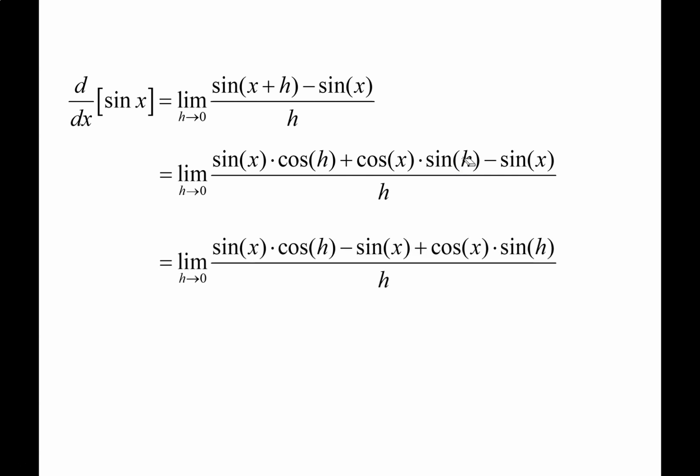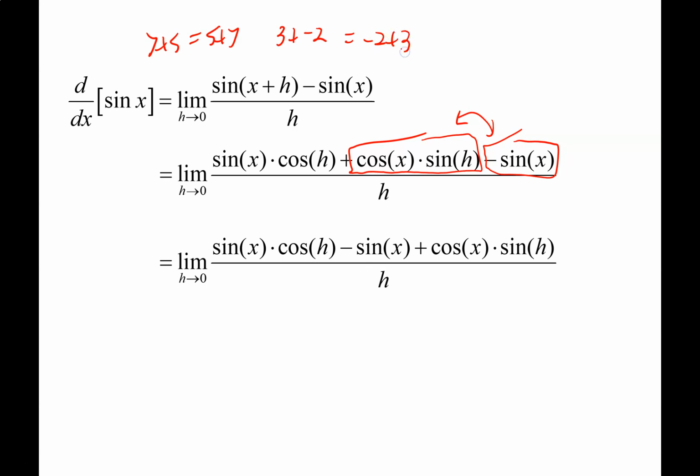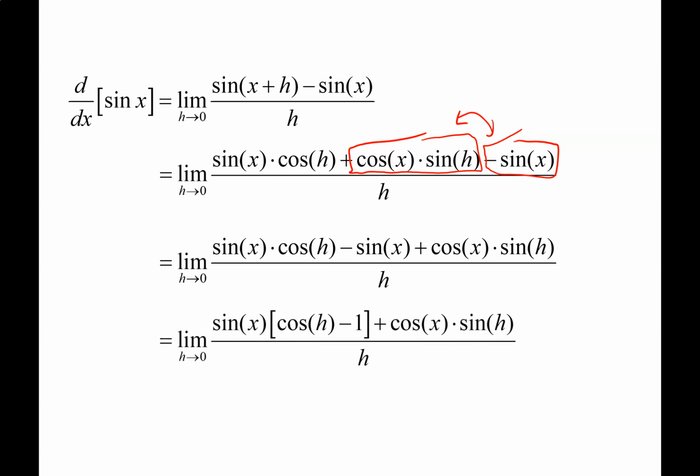Now we do a little grouping. What I'm going to do is take this term here and this negative sign here, and I'm going to switch them. You might say, okay, why can I do that? Well, it's a little thing called the commutative property of addition. If I have 7 plus 5, I know that's the same as 5 plus 7. If I have 3 plus -2, that is the same as -2 plus 3. So basically all I did was reverse their positions using the commutative property.